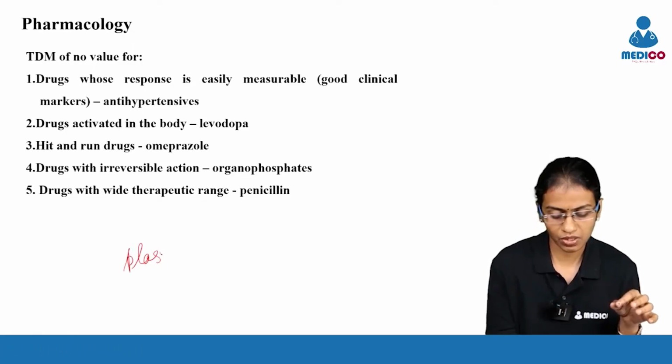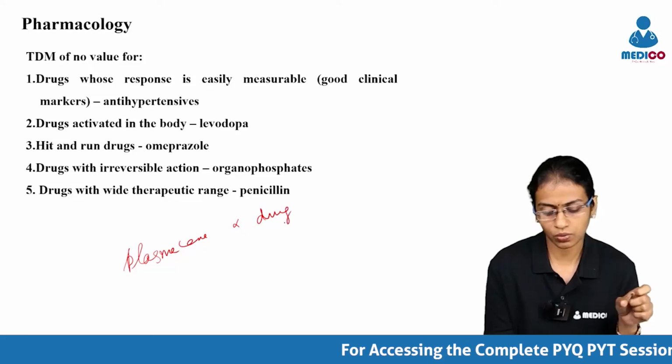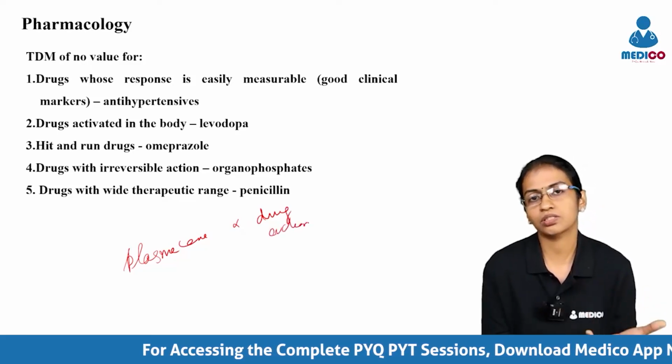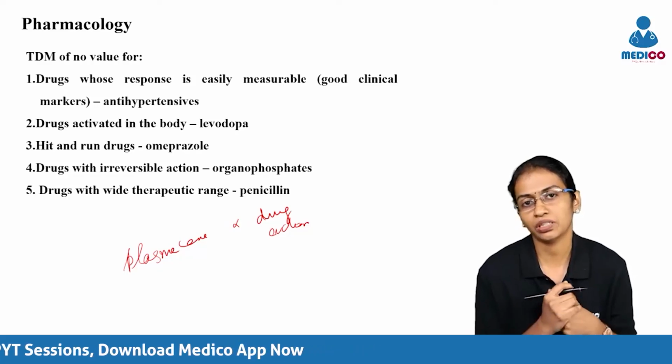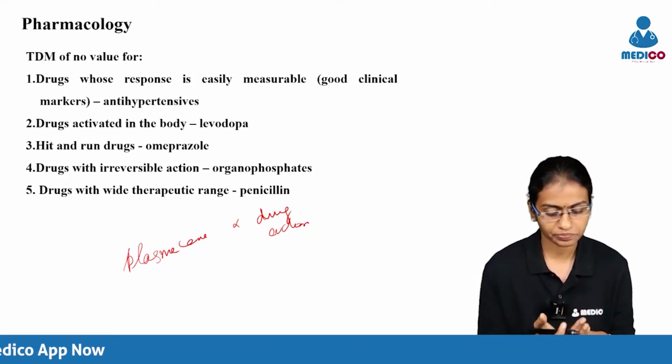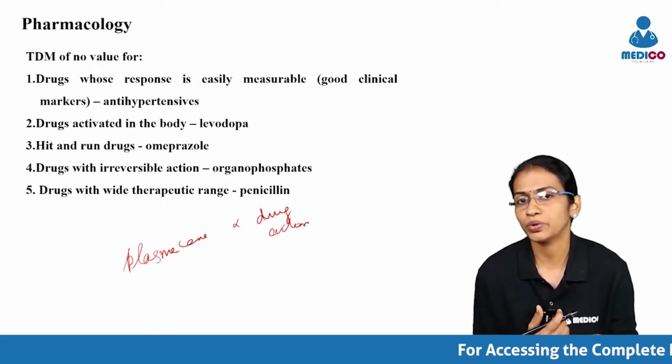Okay, so the plasma concentration and drug action should be correlated. Then only is there utility of doing a therapeutic drug monitoring. Okay, and for drugs with wide therapeutic range also, there is no use of doing a TDM.